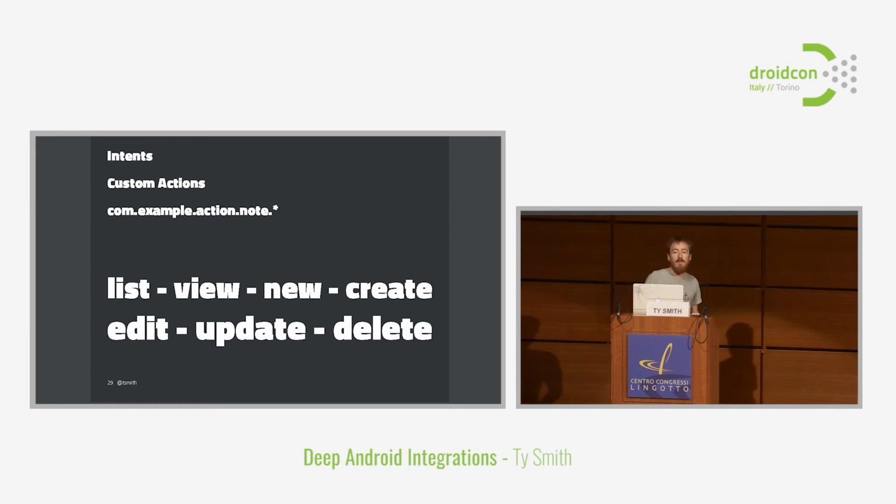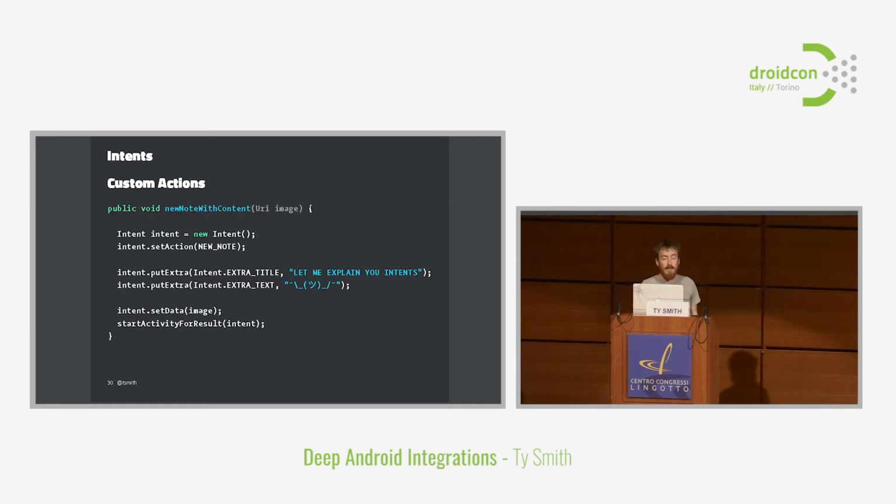Now, here's an example for how the caller could engage with that new note intent that I showed, to just leave the user at the composer for a note with some pre-filled data. We set the action. Here we put a couple extras in the intent with the specific keys that we would have defined and communicated in our developer docs. And we set a URI for an image that we also want to put in the note. And then we can call start activity for result and be notified when that's saved.